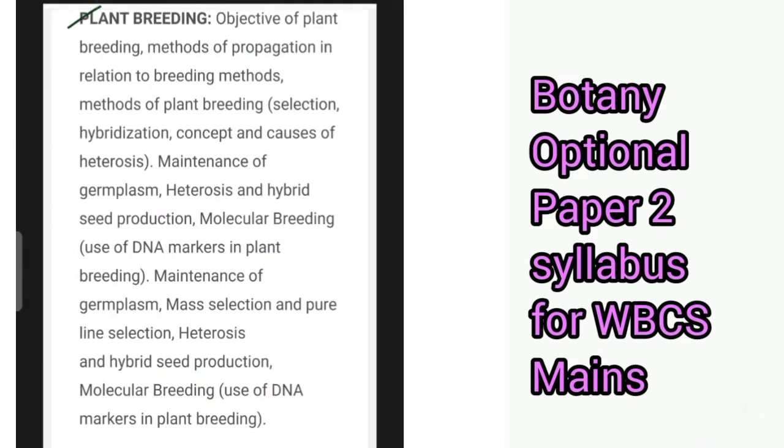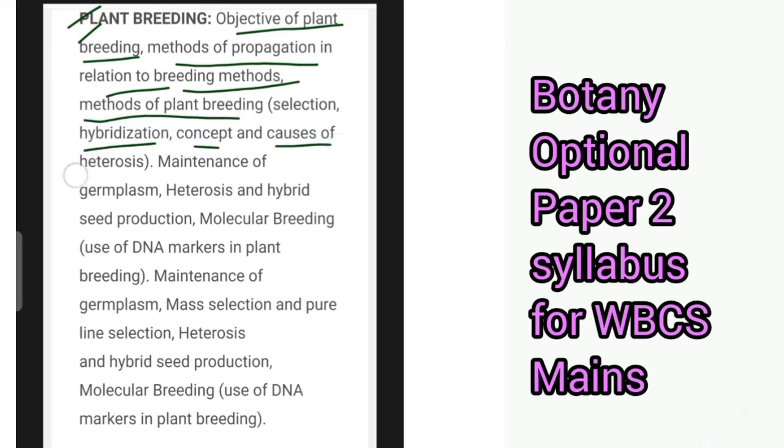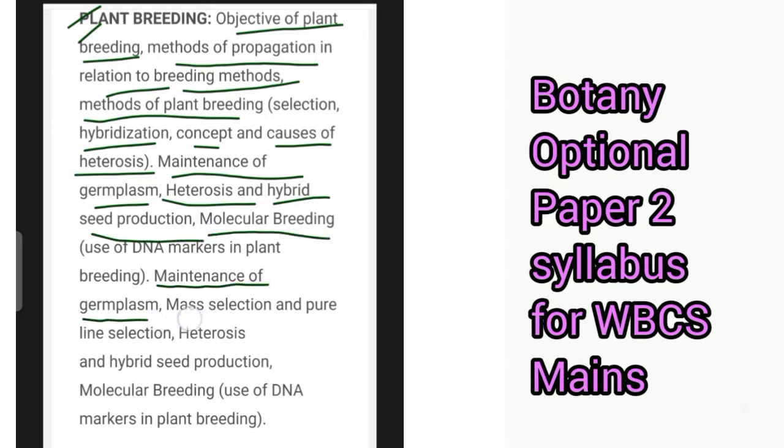Then we have the section on plant breeding. Here you have objective of plant breeding, then methods of propagation in relation to breeding methods, then methods of plant breeding, hybridization concept and causes of heterosis, then maintenance of germplasm, heterosis and hybrid seed production, then molecular breeding, mass selection and pure line selection.